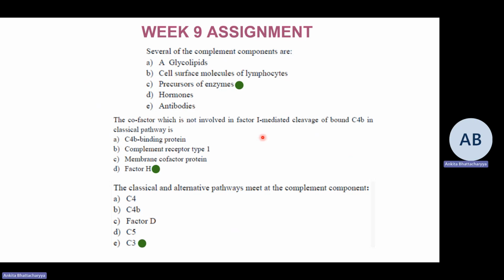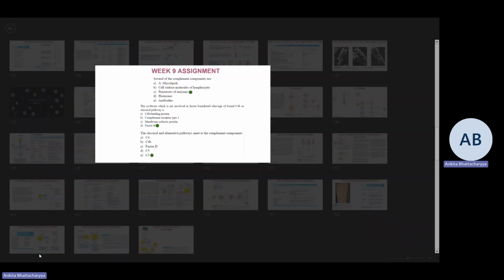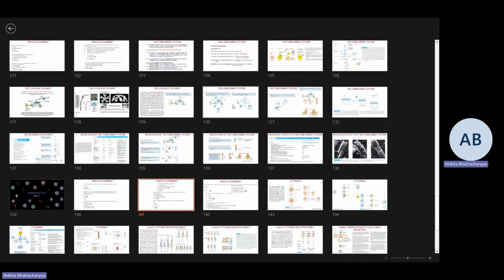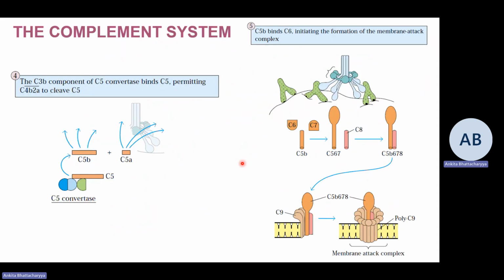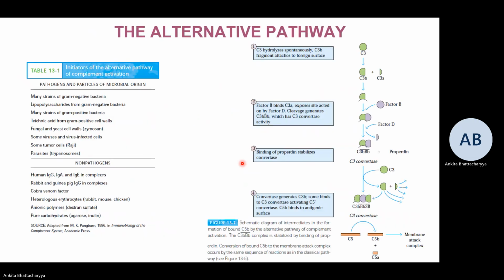The cofactor which is not involved in factor I mediated cleavage of bound C4b in the classical pathway is A, C4b binding protein, B, complement receptor type 1, C, membrane cofactor protein, or D, factor H. So again, I'll go back to the figure for easy recalling. If we come to the classical pathway, I think it was, should have been there.